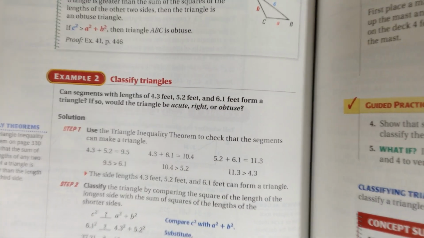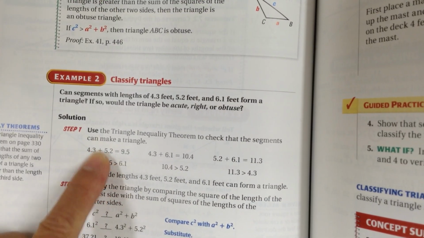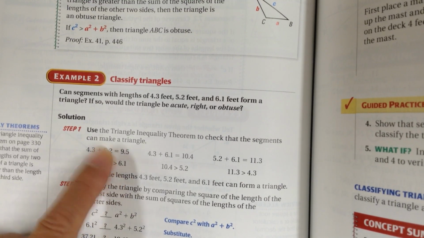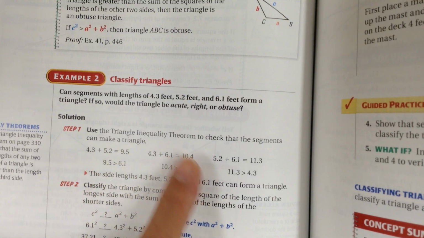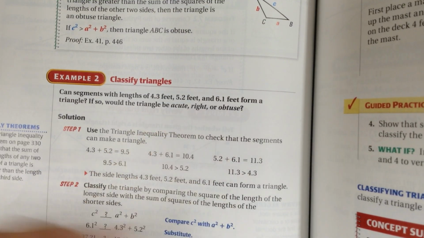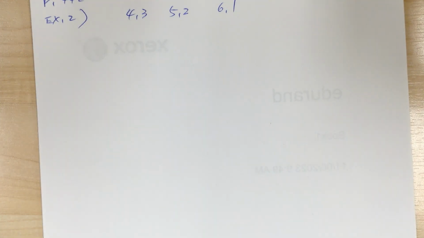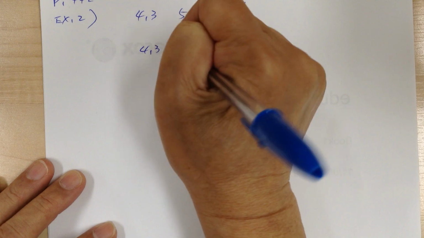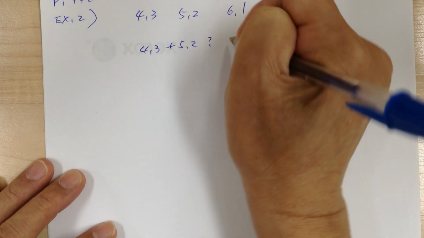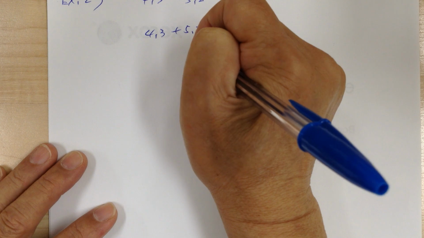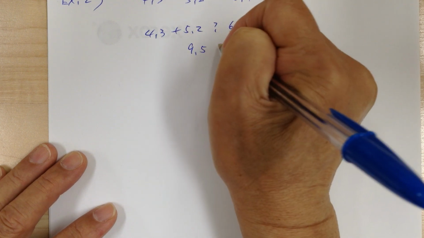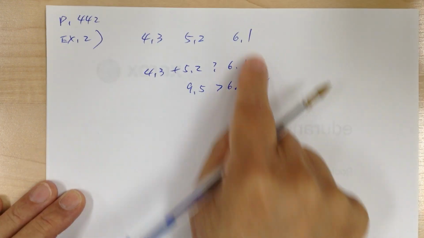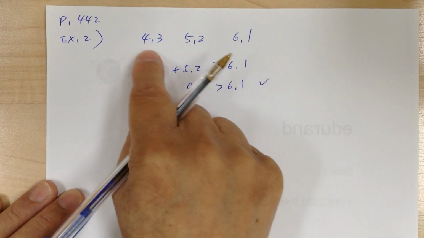So this is to check if you can form a triangle. First you have to check if you can form a triangle. Then after that you can check if it's going to be acute or obtuse. So first, 4.3 plus 5.2, question mark, 6.1. You got 9.5, which is greater than 6.1, so it checks. That means you were able to form a triangle from these three lengths.